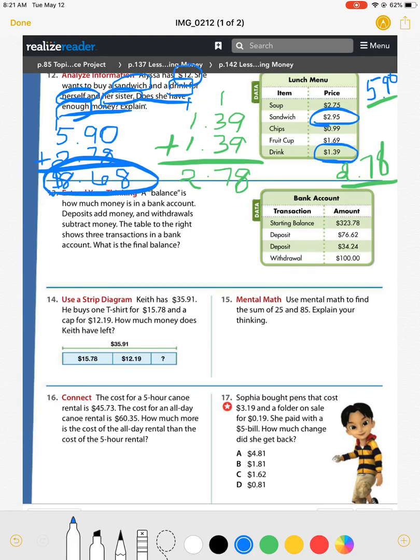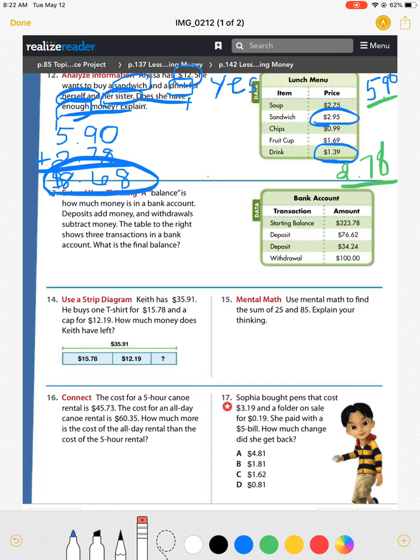So is this enough? Yes, it is enough. Why is it enough? Yes, because $8.68 is less than $12. Okay.